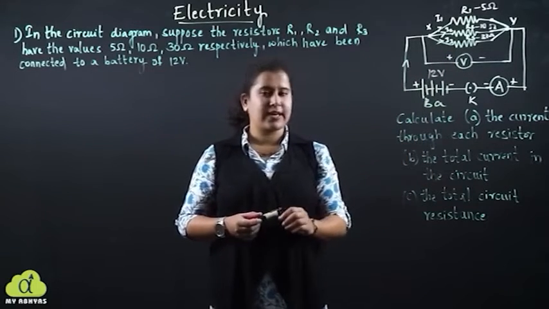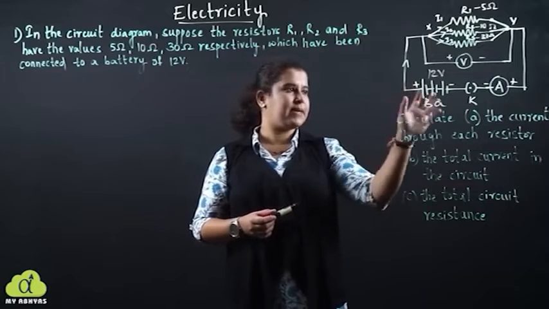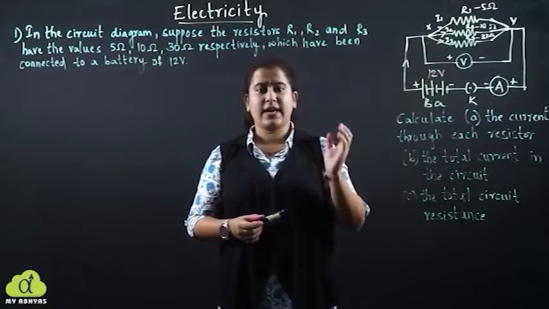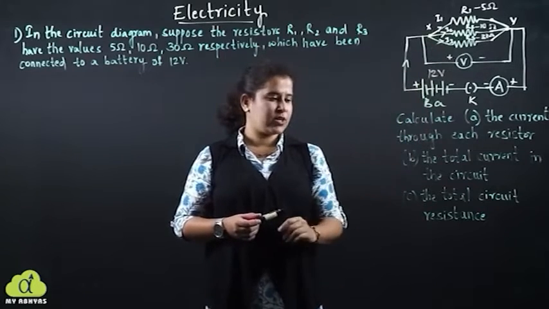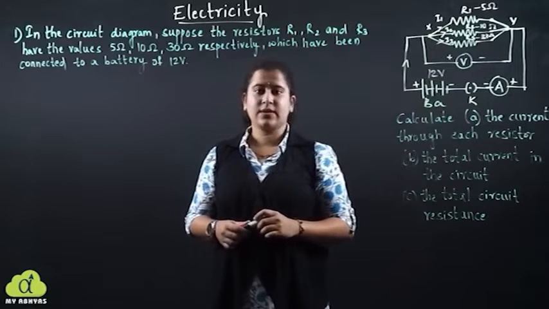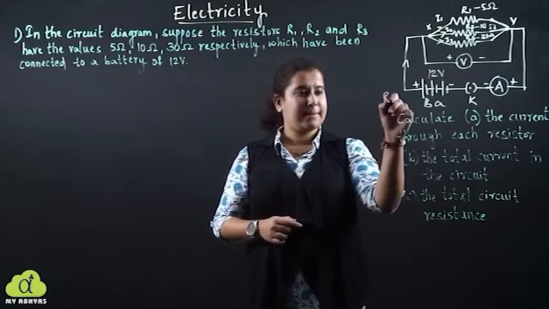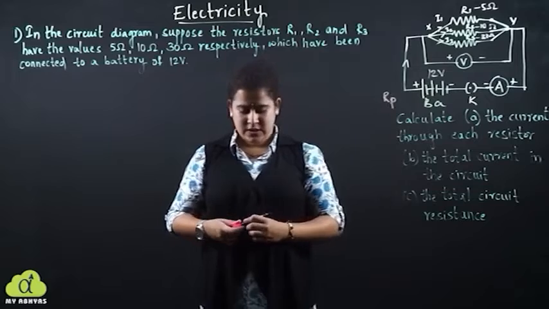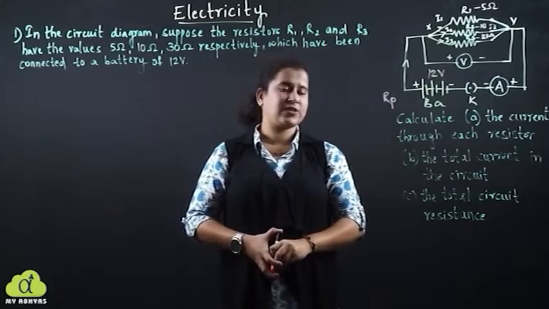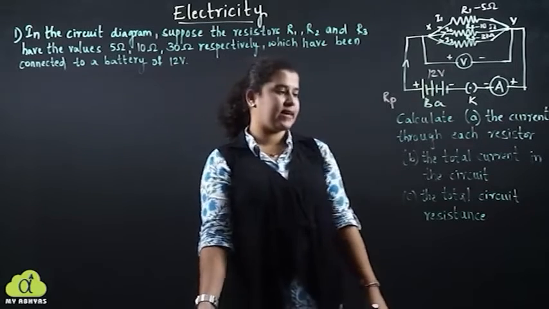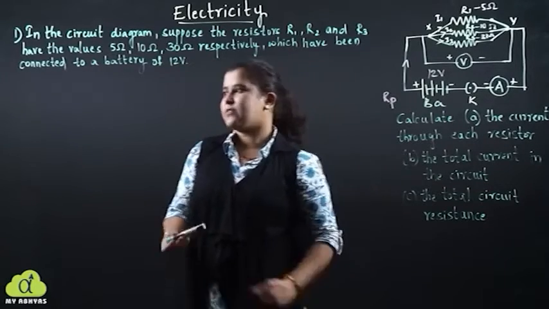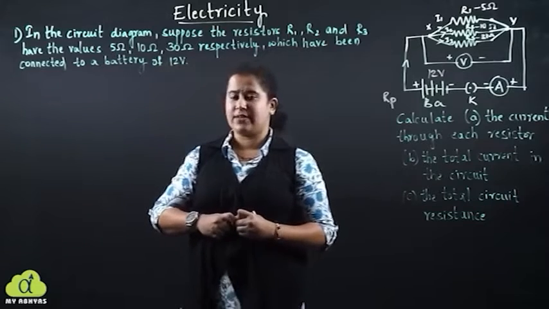So I have to find out the current through each resistor. After that, the total current in the circuit, the total current passing, I1, I2 and I3 together, I have to find out. And then the total circuit resistance, that is R. R in the sense what? RP I have to find out. So coming to the next, first thing, I have to calculate the current through each resistor.